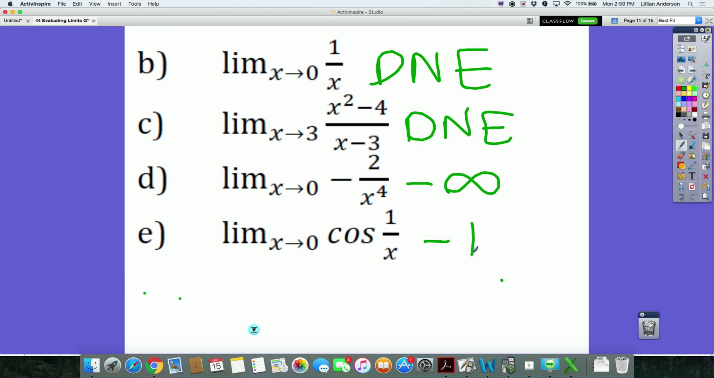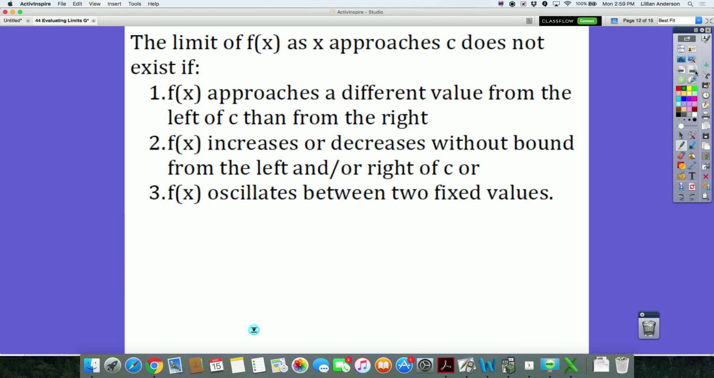Okay? Questions on limits as they approach a number? So, 3 things that you need to remember. A limit as x approaches a number does not exist if the value from the left-hand side is different from the value from the right-hand side; if one increases or decreases without bound, meaning that it goes to either positive infinity or negative infinity; and the third one, if it oscillates between 2 fixed values.